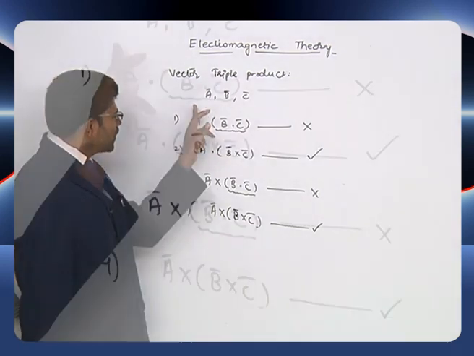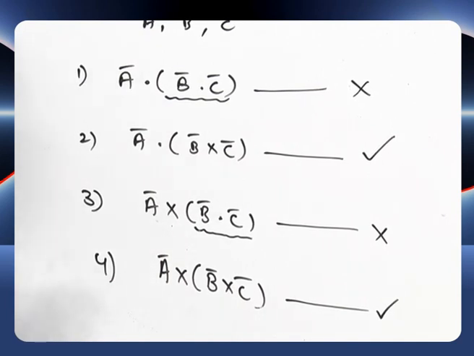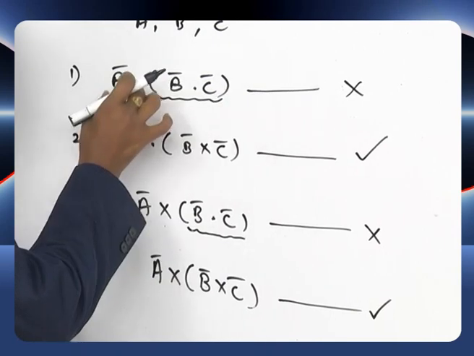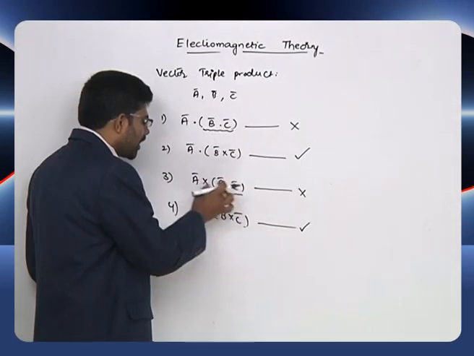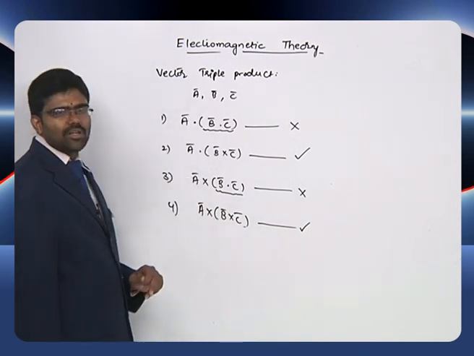So if the examiner asks to identify which among the following is not valid, you need to identify that this is not valid since the dot product between scalar and vector is not possible, and this is also not valid since the cross product between scalar and vector is not possible. So these two are the options which are not valid.